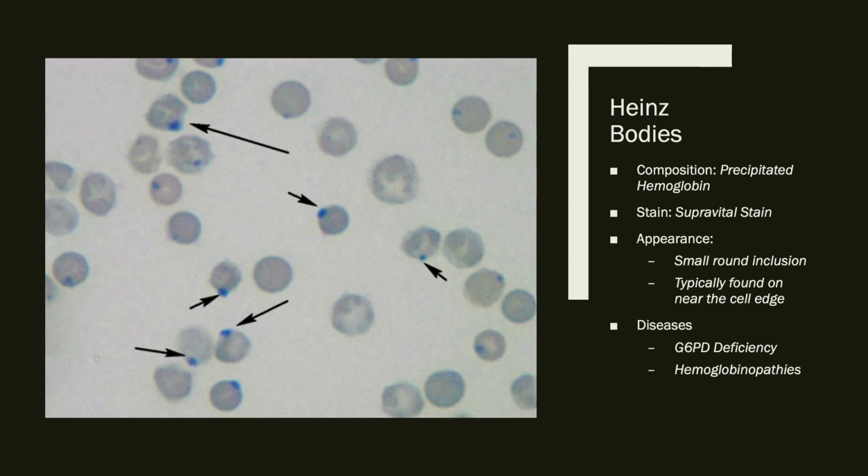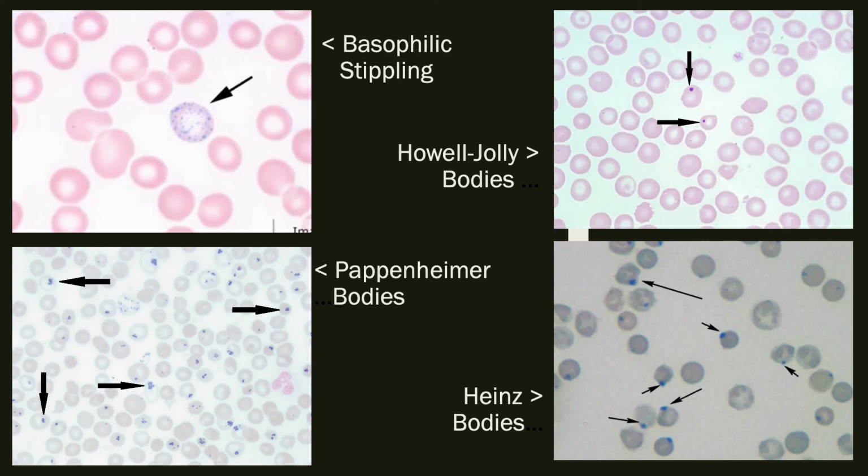Patients might have a G6PD deficiency. That's the enzyme used in the hexose monophosphate shunt of glycolysis. You can also see these in hemoglobinopathies. Obviously, if you're having a problem creating the hemoglobin or using the hemoglobin, the hemoglobin could precipitate, and then you'll get Heinz bodies. So we've got the four main inclusions. Just a quick review to finish up with identifying them.